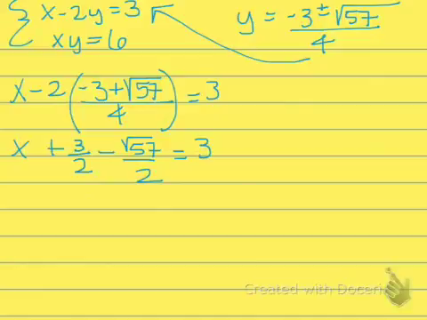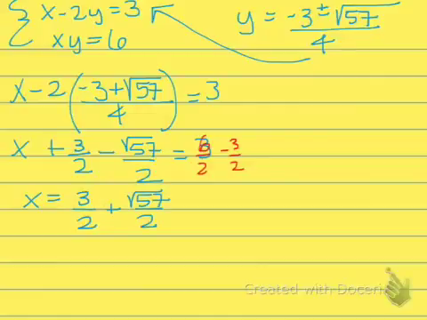So now we just need to solve for x. When we subtract 3/2 from 3, this is the same as 6/2 minus 3/2. 6/2 minus 3/2 is going to give us 3/2, and then we're going to add square root of 57 over 2.